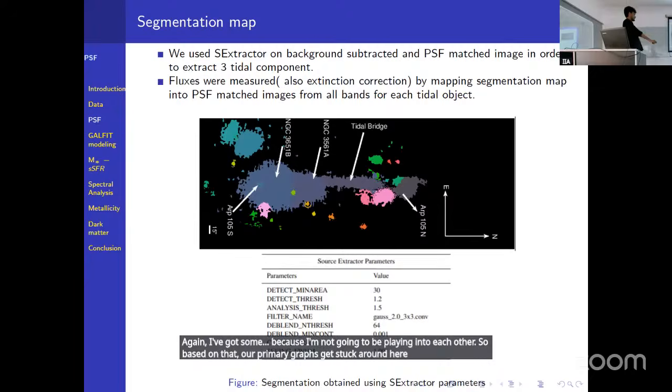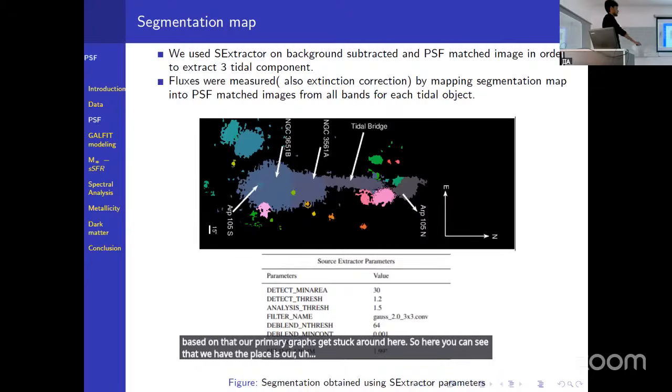Here you can see that the bridge is one of our objects. Here we have the north TDG, and there is one more TDG called the south TDG. It is a compact object. So these three objects we have chosen for our study: one bridge and two dwarf galaxies.